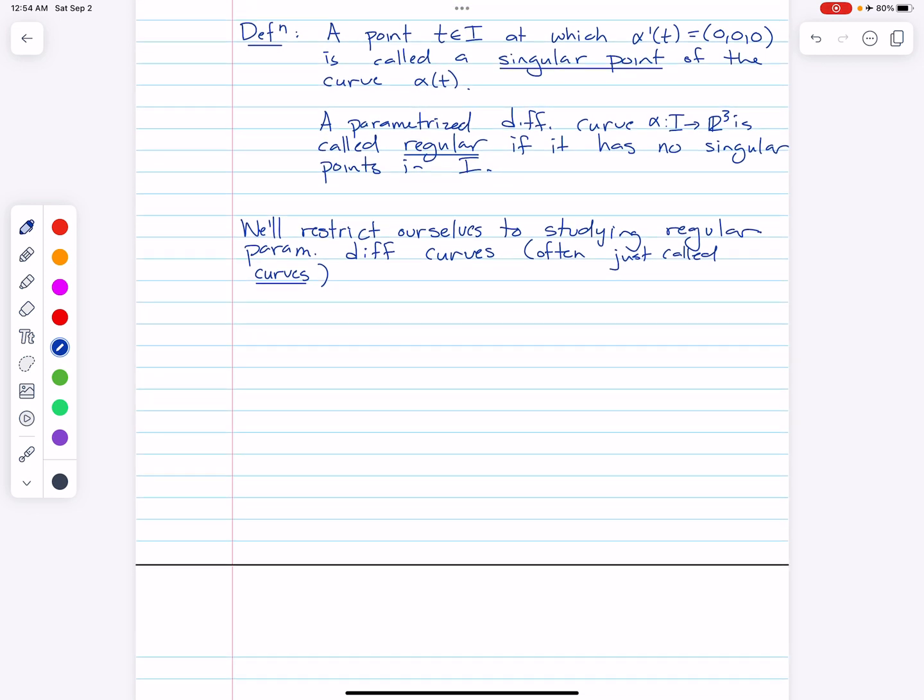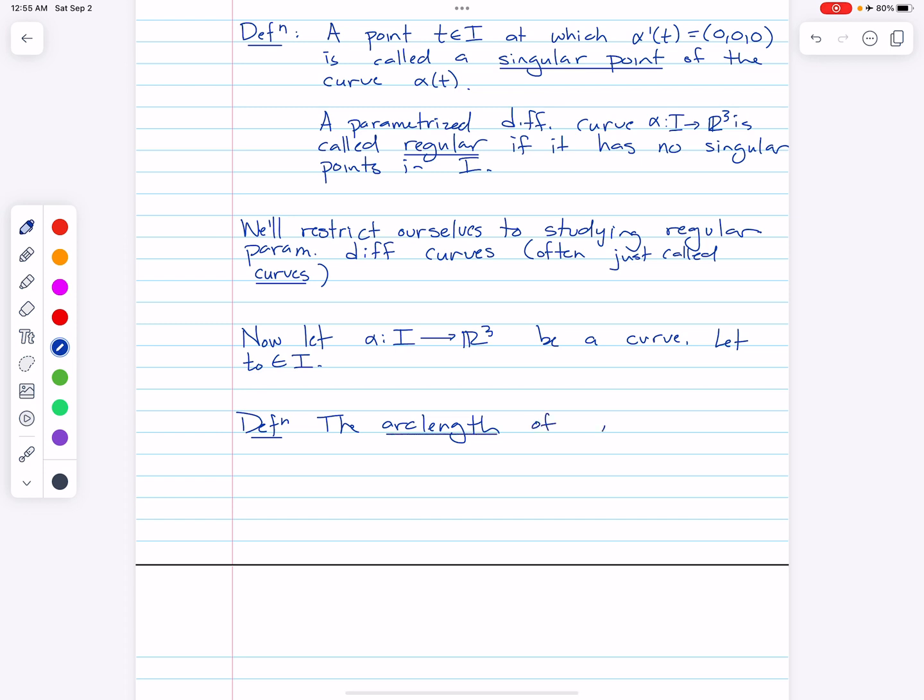So now we want to talk about arc length. So let alpha be a curve. Now remember, when I say curve, I mean regular parameterized differentiable curve. And let's let t naught be some element in the interval. Then we can define the arc length. The arc length of alpha of t from the point t naught is a function which we'll call s of t. This is just the integral from t naught to t of the absolute value of alpha prime of u du. Okay?